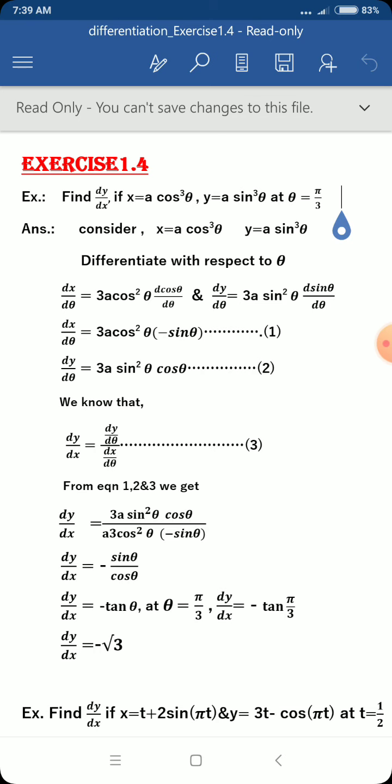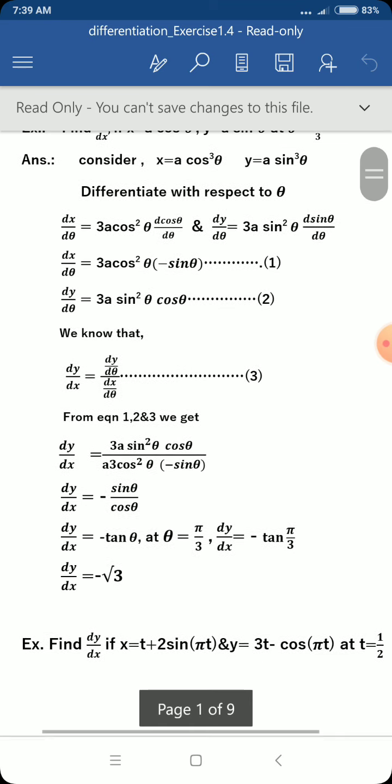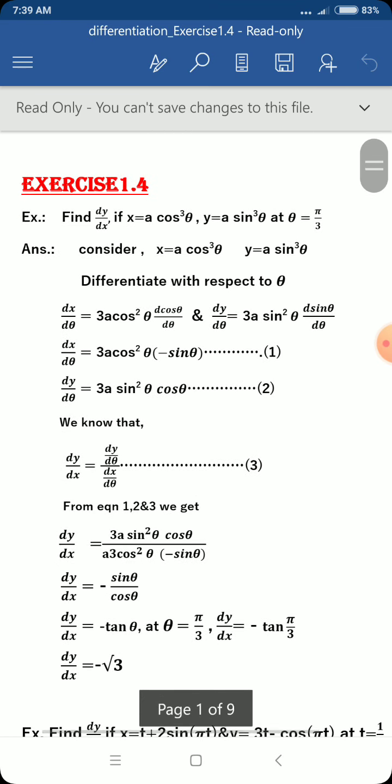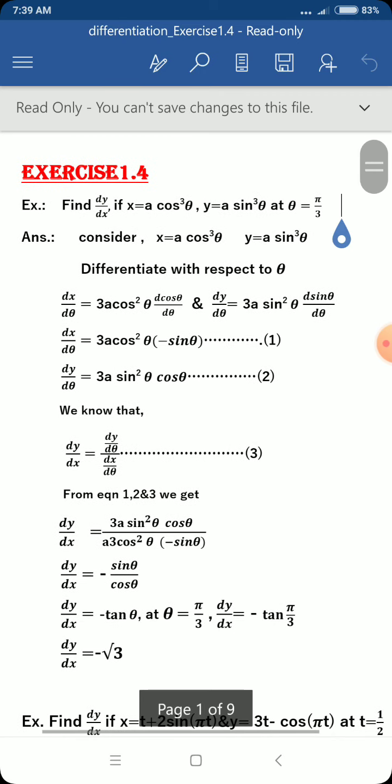In the first method we have to find dy by dx, that is the derivative of y with respect to x, and then the value of dy by dx at parameter t or theta. Now we see the first example of this method.